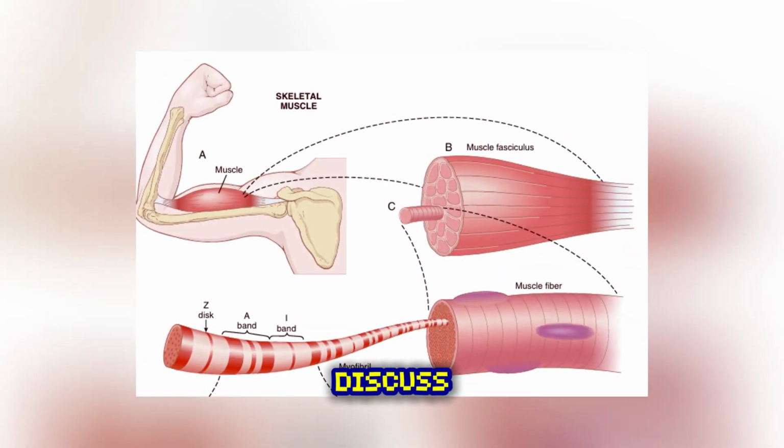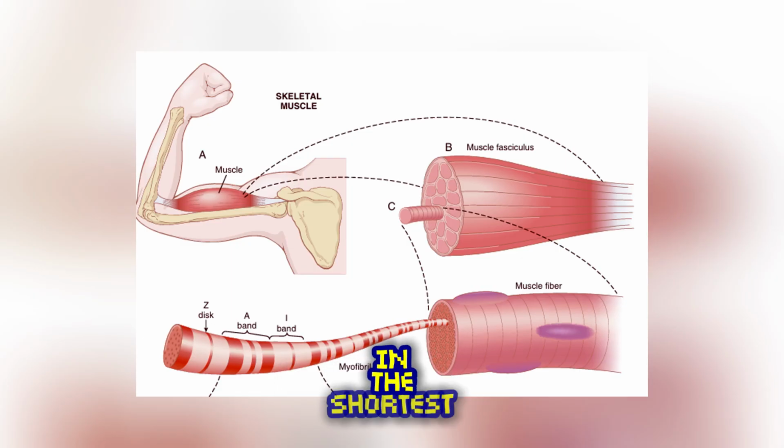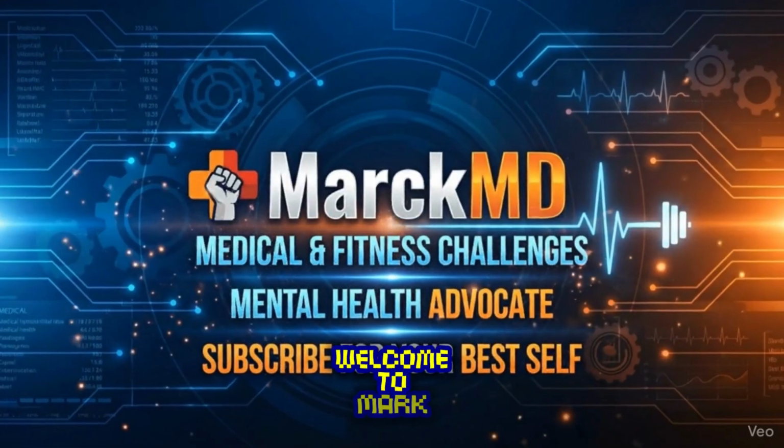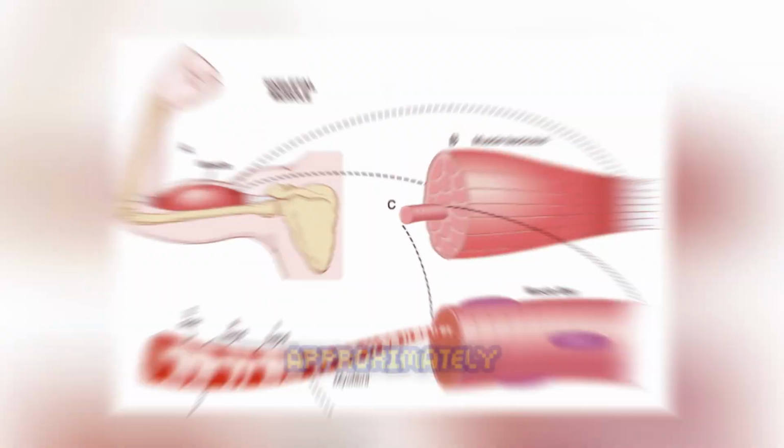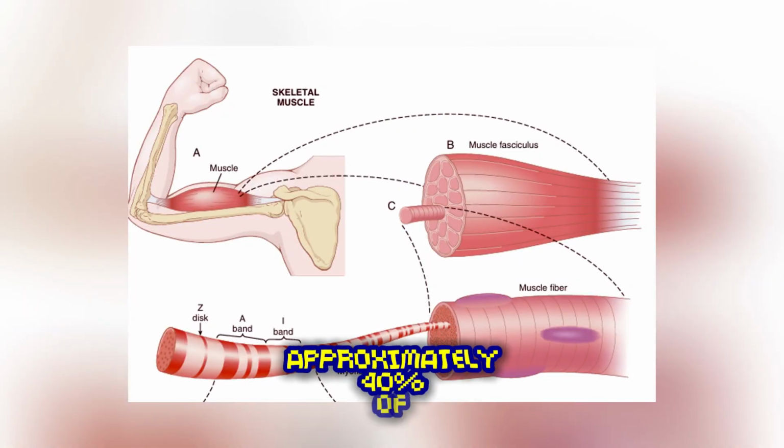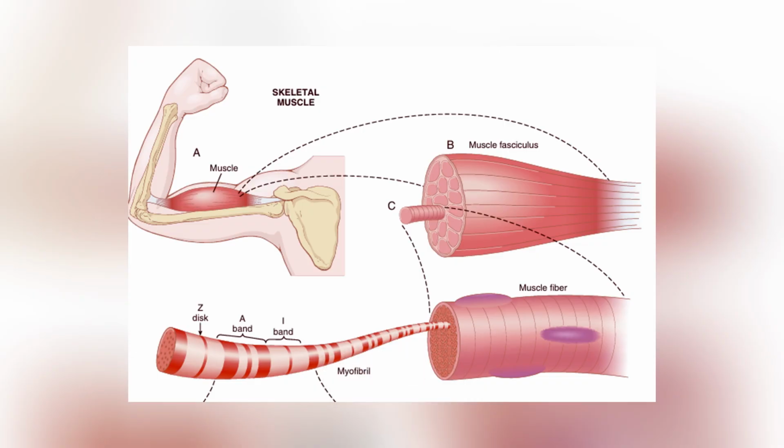Today we will discuss the physiological anatomy of skeletal muscle. In the shortest time possible. Approximately 40% of the body is skeletal muscle, and maybe another 10% is smooth and cardiac muscle.